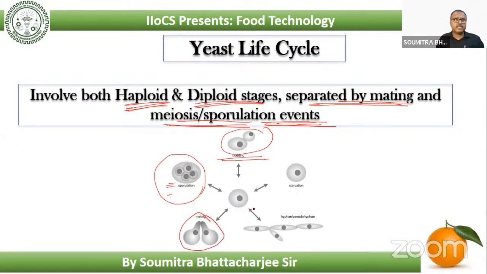Ascomycetes show different modes of plasmogamy. Their primitive groups can even have flagellated structures, or flagella presence.